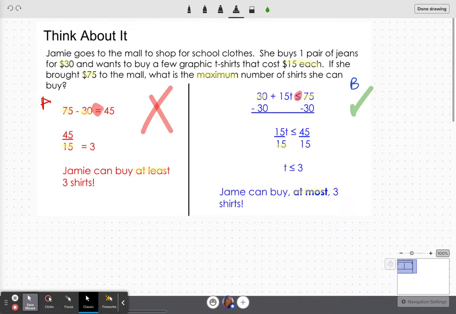Let's go ahead and use this to think about our key point for today. So we're going to be thinking about how we can use inequalities to help us solve real world problems. The prompt will be on the next slide.